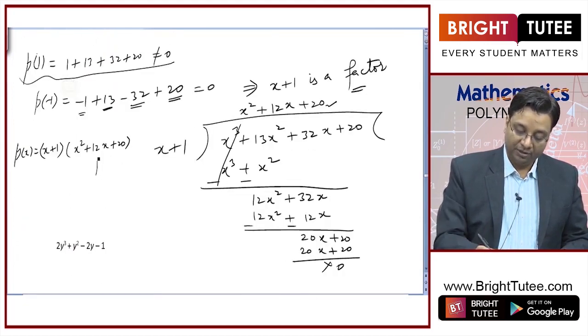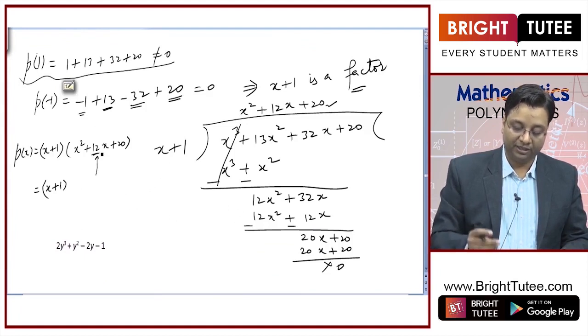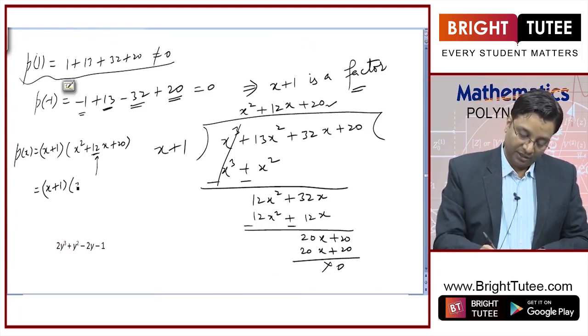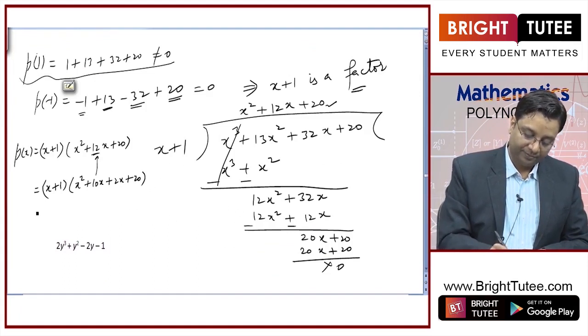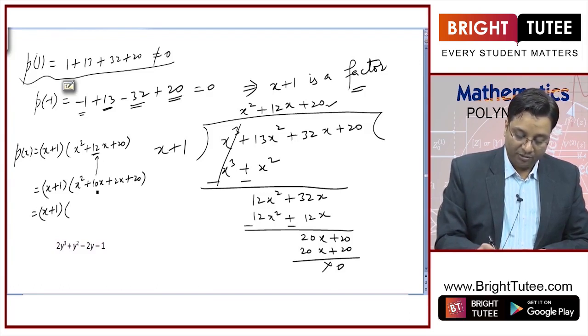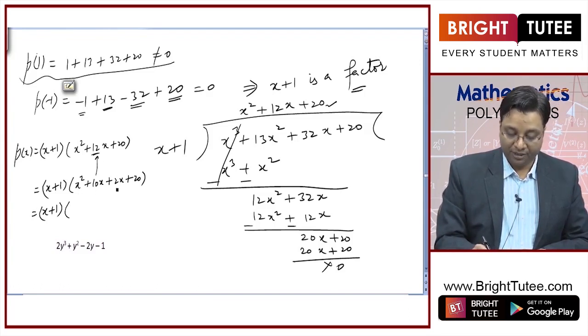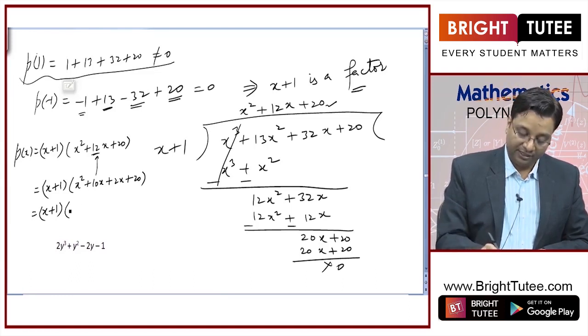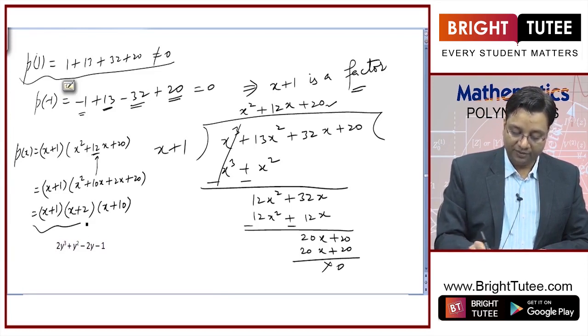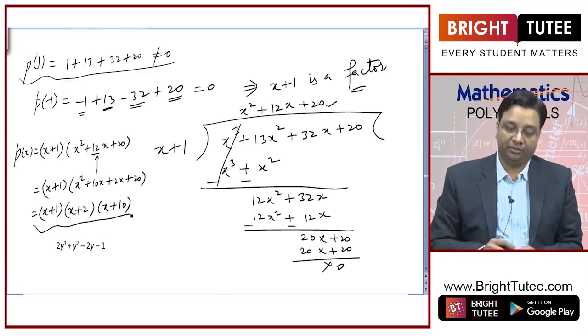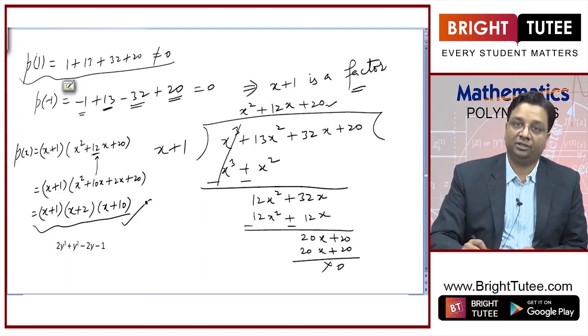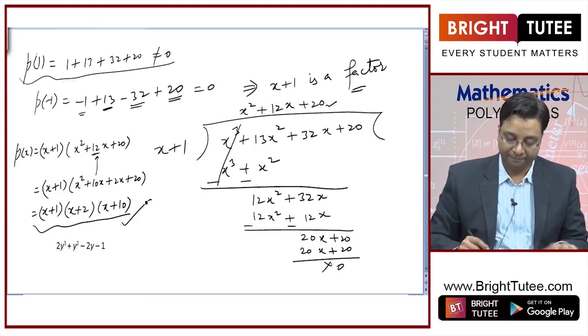Okay, now splitting the middle term is pretty easy in this case, right? 12 can be split into 10 and 2. So x square plus 10x plus 2x plus 20, it will be equal to x plus 1. If I take x as common, I will have x plus 10. If I take plus 2 as common, I will have x plus 10 inside. So x plus 2 and x plus 10 are going to be the factors of this quadratic polynomial. Hence this is the factorization of the given polynomial p of x. Okay.